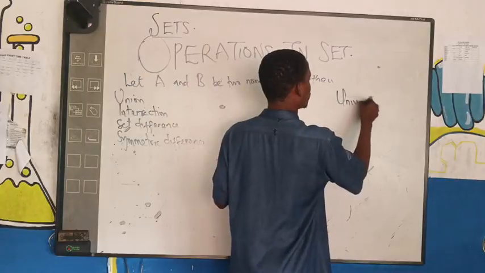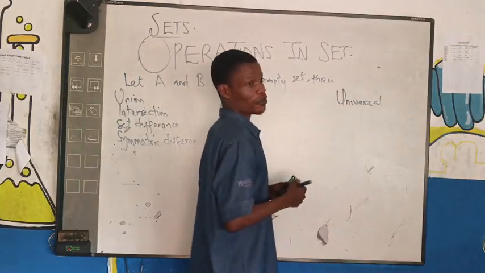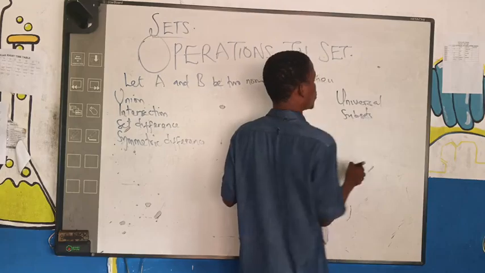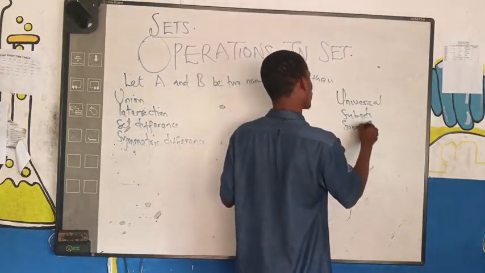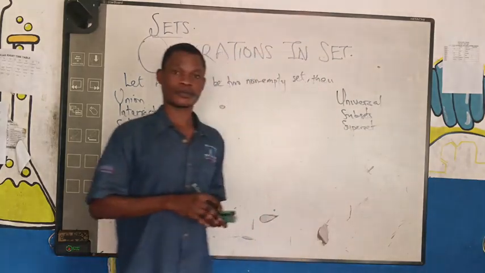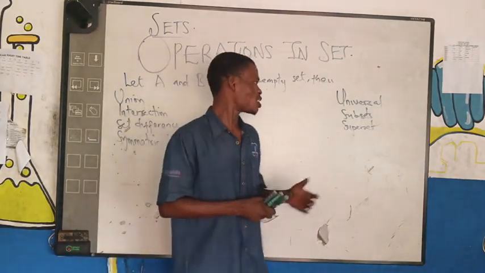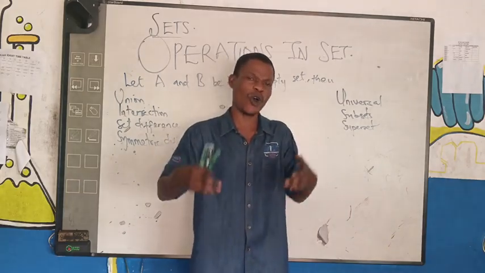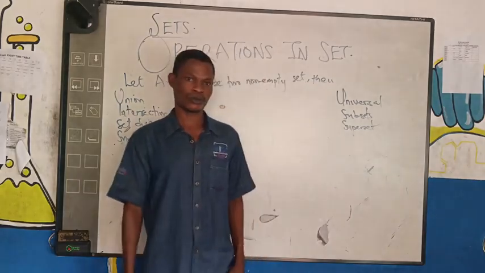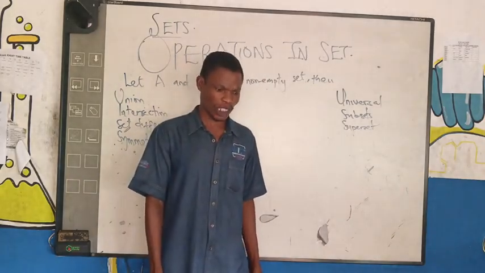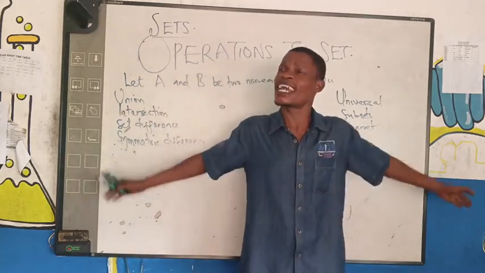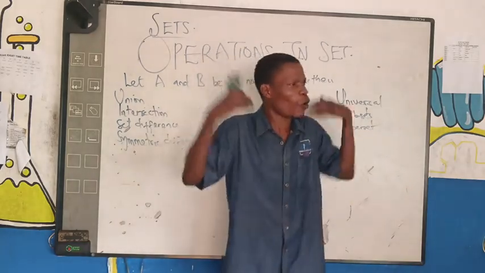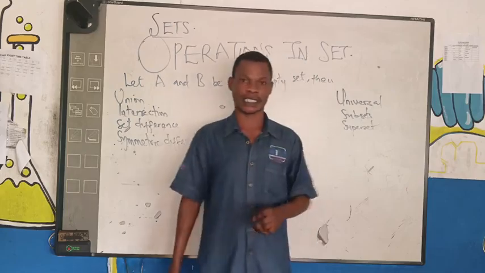Universal sets. We're talking about types of sets, universal sets, and then we did not talk about subsets and supersets. Now, what is a universal set? A universal set is a set that contains all the elements in consideration. You understand by consideration? That is, in a given question, all the elements you can think of, all the elements that can come to your mind for that question, are in the universal set.